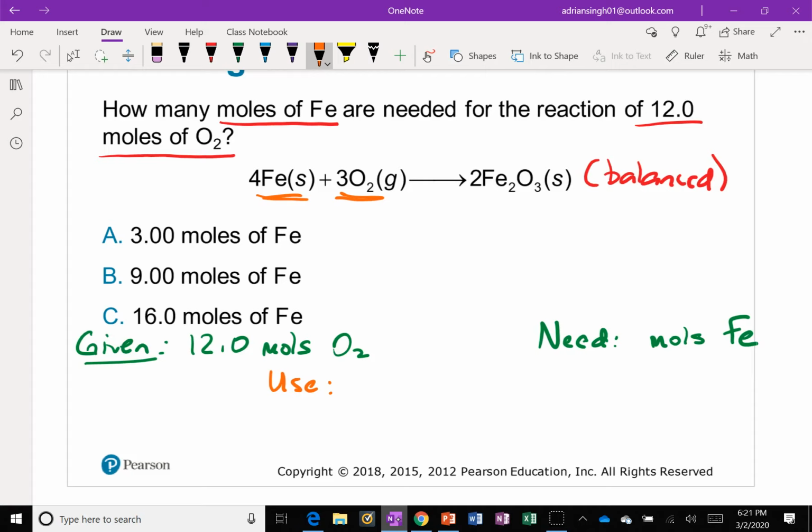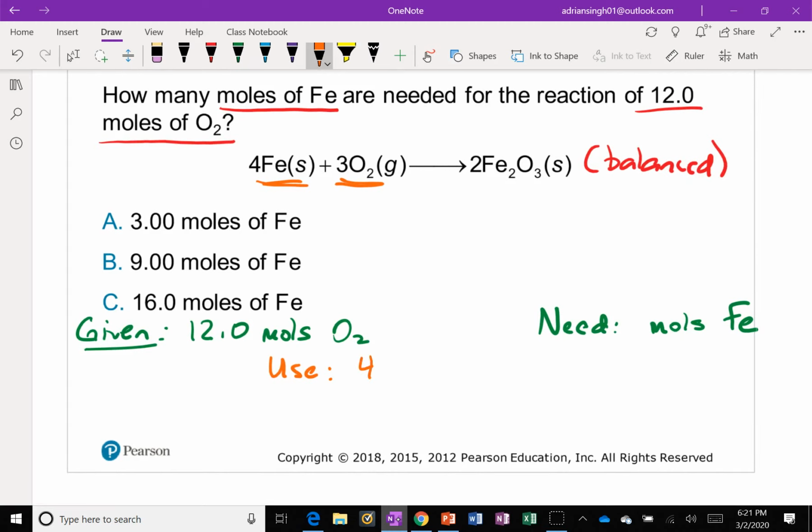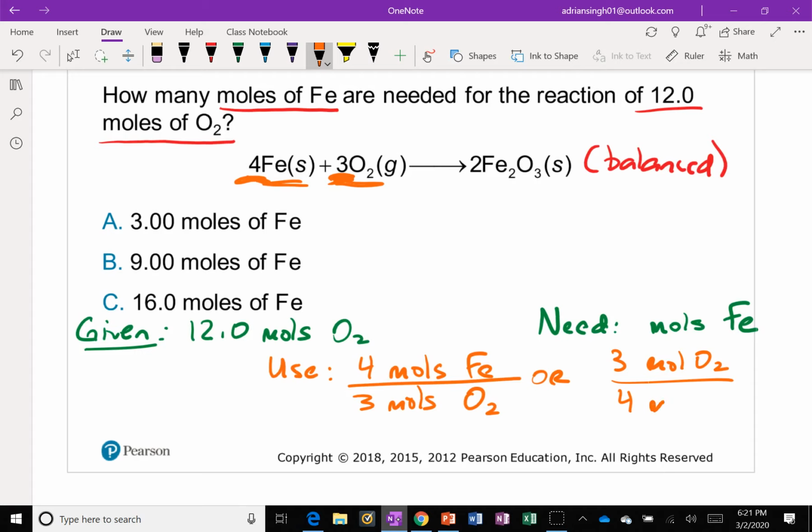So we need a relationship between those two things, right? And that relationship is simply the coefficients of those two things expressed as a conversion factor. So we just simply put them over each other. 4 moles of iron for every 3 moles of O2, right? The 4 from the iron and the 3 from the O2. And then we'll just write the other one. 3 moles of O2 for every 4 moles of the Fe.